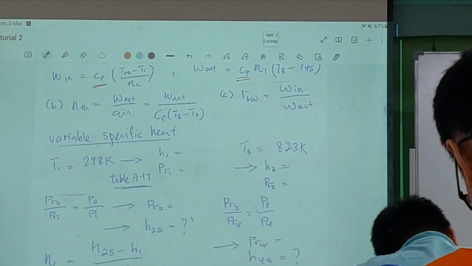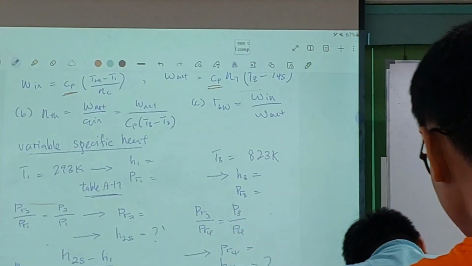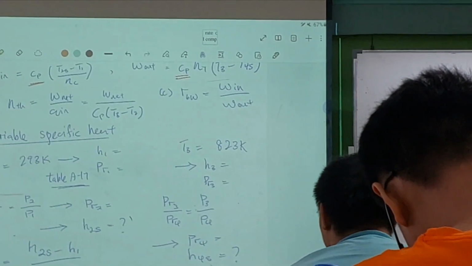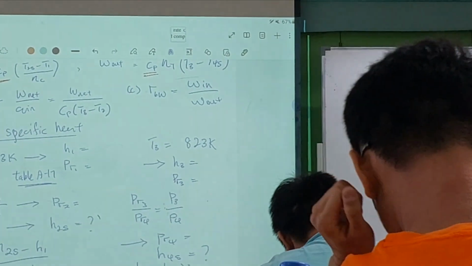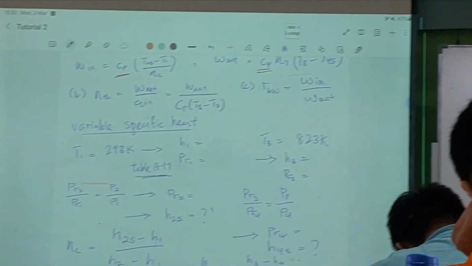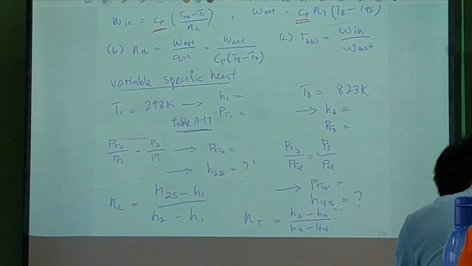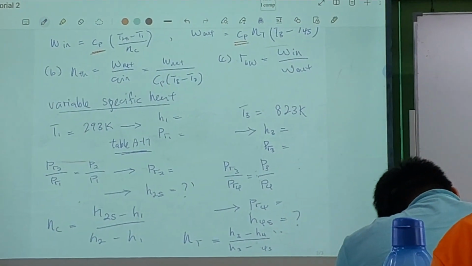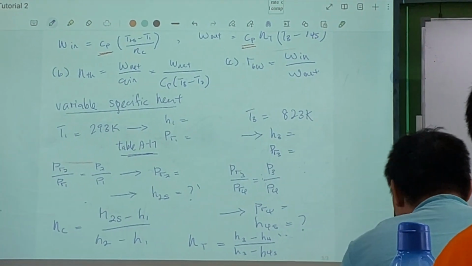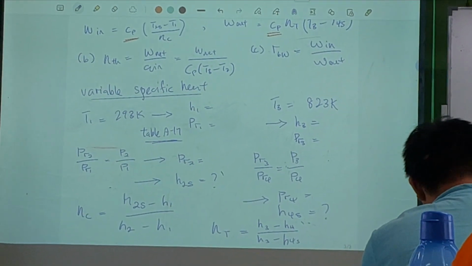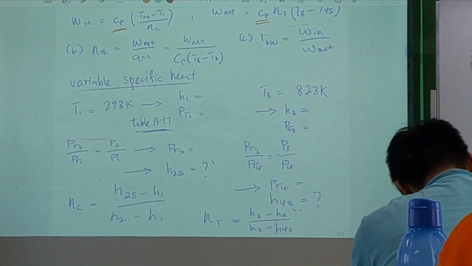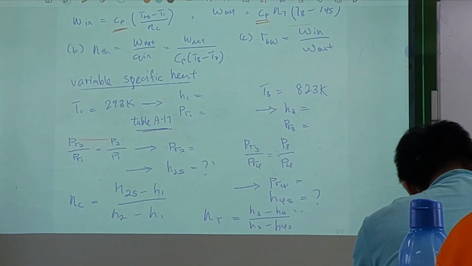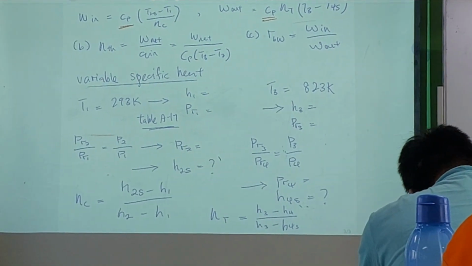After that, same thing. The efficiency of the turbine is (h3 minus h4) over (h3 minus h4s). So the difference is just the equation: the first one you use the formula equation, the second one you use tables.